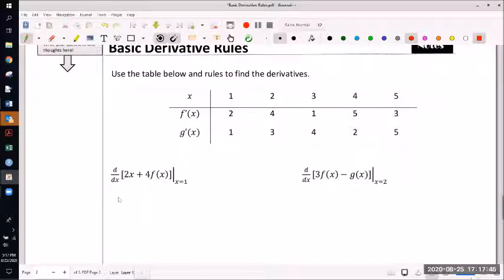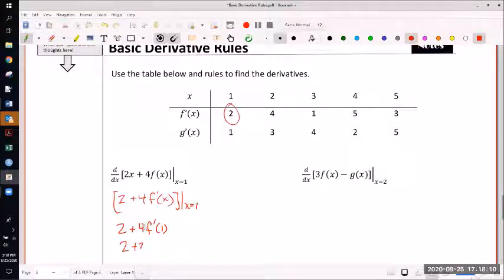Let's first find the derivative. That's going to be 2 plus 4 times f prime of x. And again, I want to evaluate this all at x equals 1. So that will be 2 plus 4 times f prime of 1. Looking at the table, I see that f prime of 1 is 2. So I'll have 2 plus 4 times 2, which is 10.